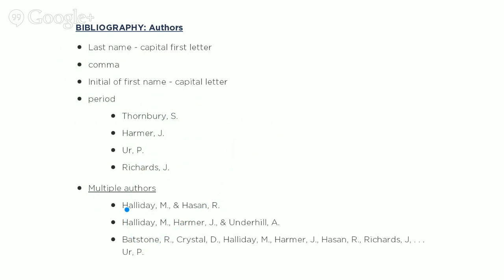So we have the last name, comma, initial of first name, period. We're going to put a comma, and then we're going to use an ampersand. Remember, the ampersand means and. And then we repeat, last name, comma, initial first name, period. So Halliday, comma, M, period, comma, and Hassan, comma, R, period. So that's when you have two. But when you have three, well, it's fairly the same idea, you just extend it a little more.